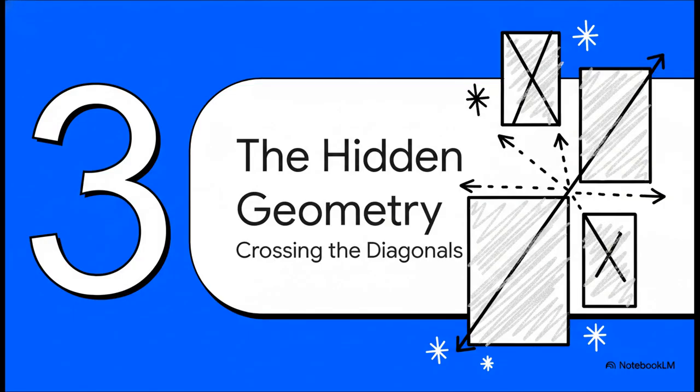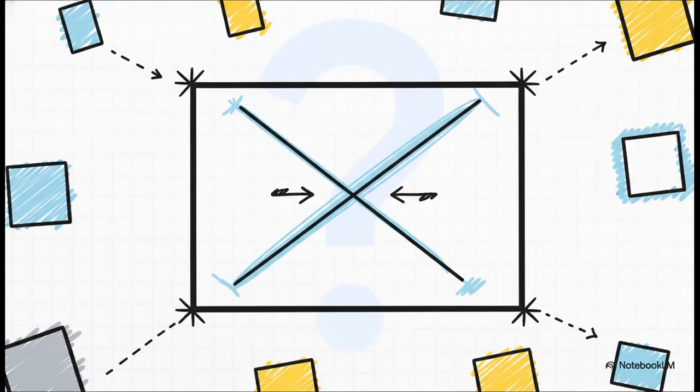Okay, so we've covered the outside. Now let's explore the hidden geometry inside the rectangle by looking at its diagonals. This is where things start to get really interesting. So if you were to draw a straight line connecting opposite corners, and then do the exact same thing for the other pair, what happens? What kind of rules do these new lines, these diagonals, have to follow?